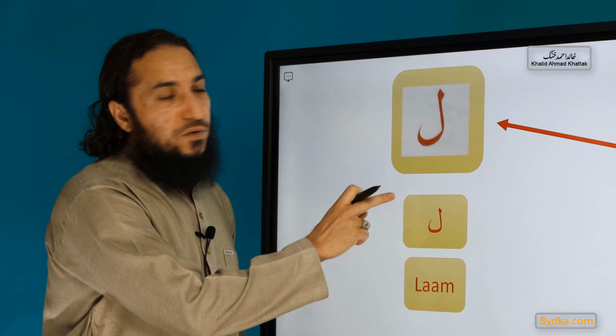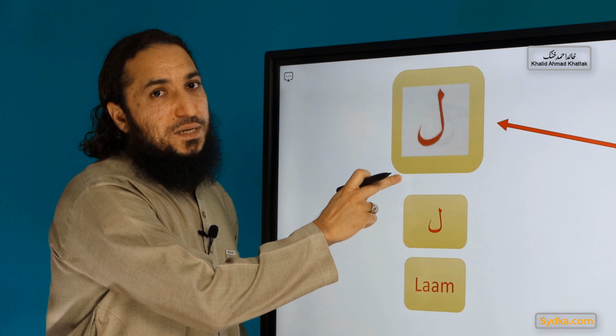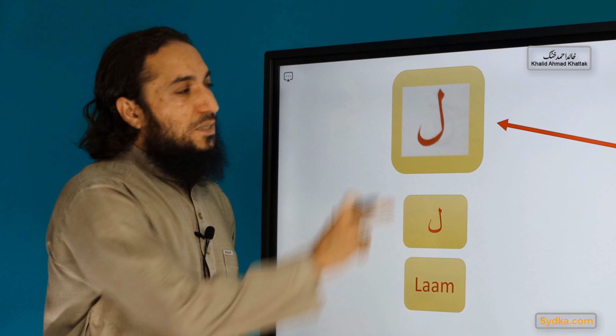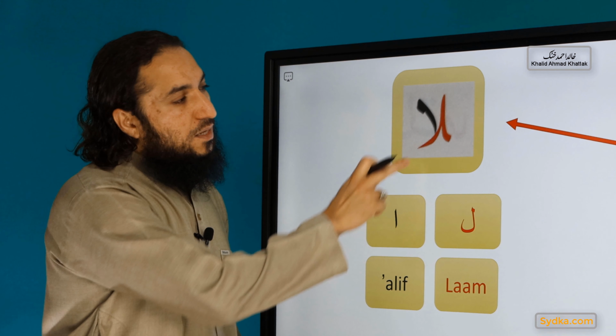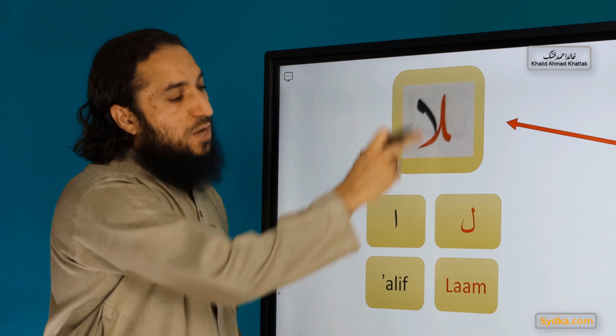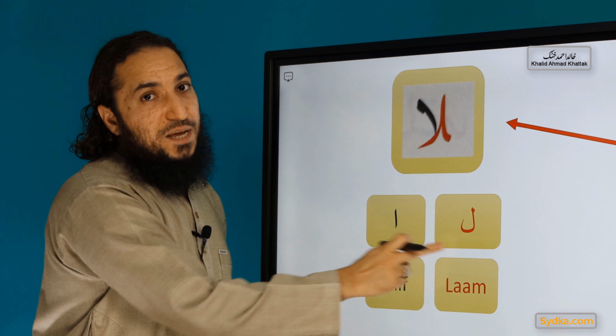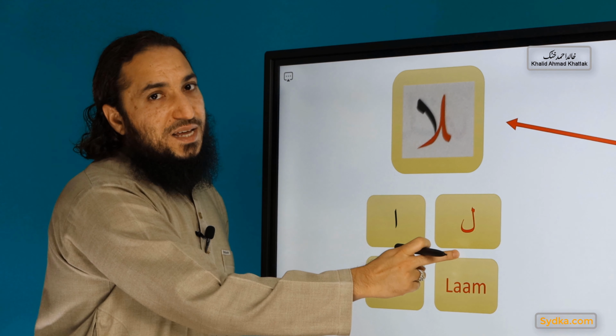Just lam on its own. Lam. This is another way of writing lam alif. The red one is lam and the black one is alif. Lam alif.